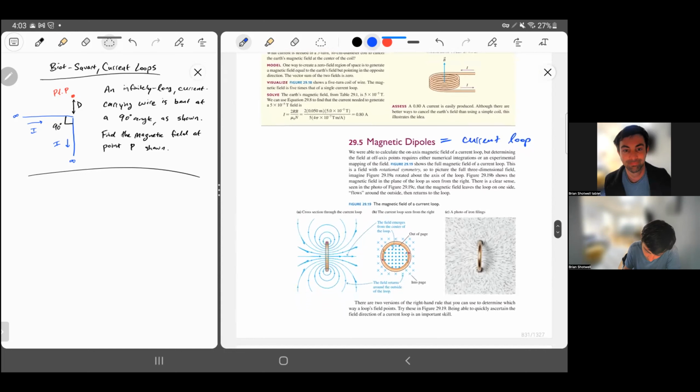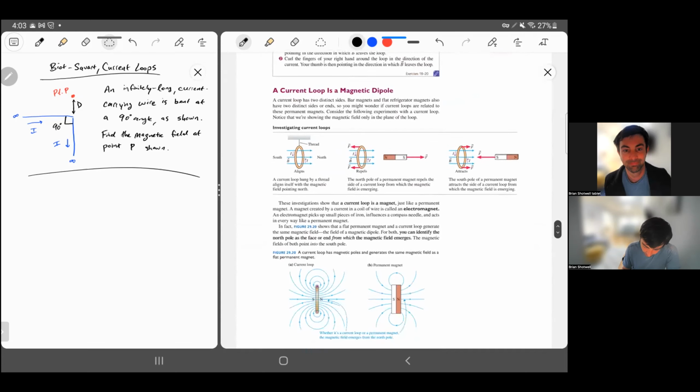This loop of current right here, shown in this picture and then viewed on the side like this, acts exactly the same as a magnet where the north end and the south end are like this. So notice how the magnetic field lines come from the north side, from the North Pole, and then end on the South Pole of the magnet. The current loop acts exactly the same as a permanent magnet. That's sort of the surprising thing.